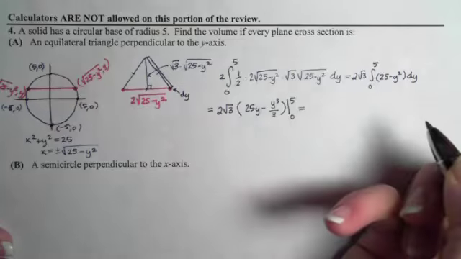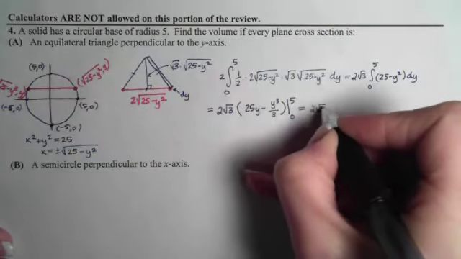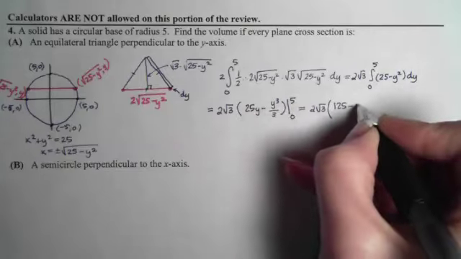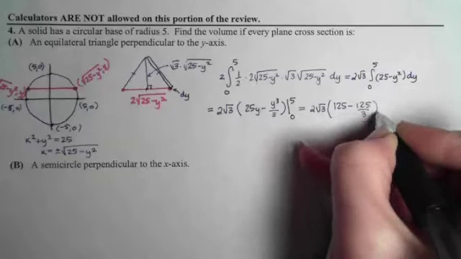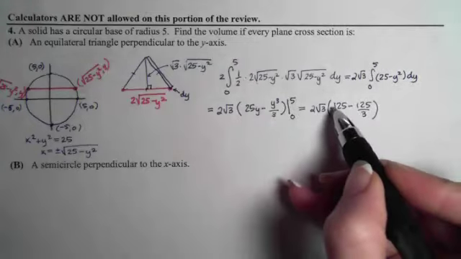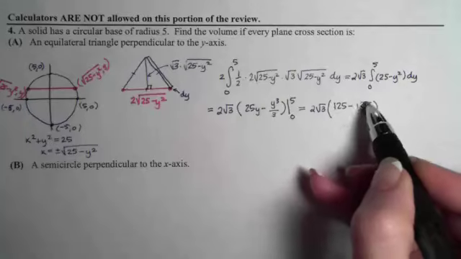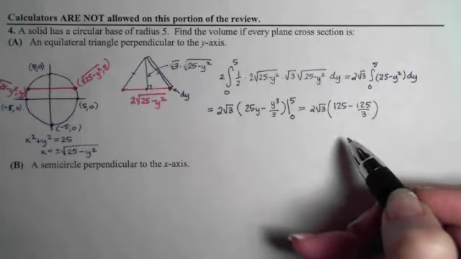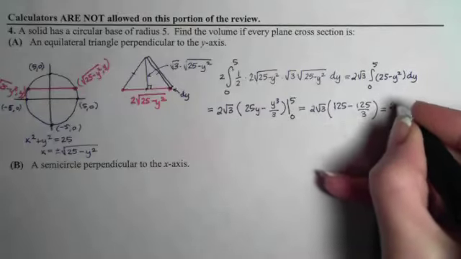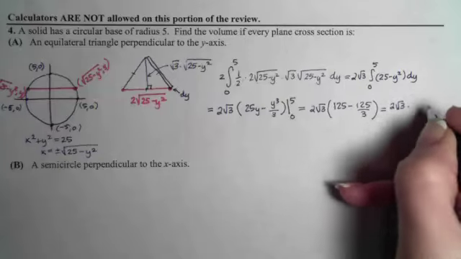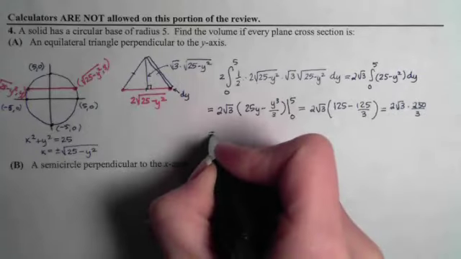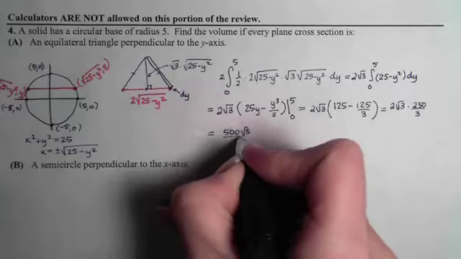First thing that gets plugged in is a 5, so that would give me a 125. Then I'll have a 125 over 3. And I don't have a calculator, so how I can think about this is if I get a common denominator, I'm going to have 3 of those 125s minus 1 of those 125s. Well, that's going to give me 2 125s. So that means I'll end up with 2 root 3 times 2 of those 125s, which is 250 over 3. Finish multiplying that out, we end up with 500 root 3 over 3.